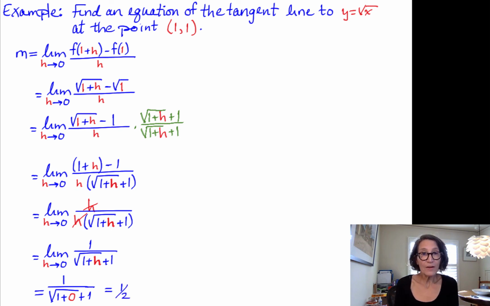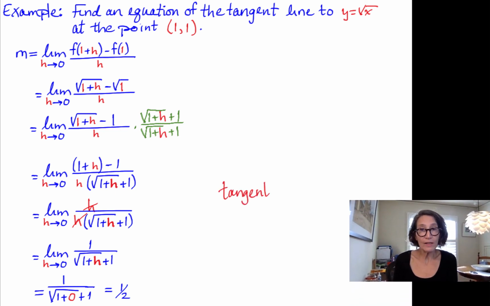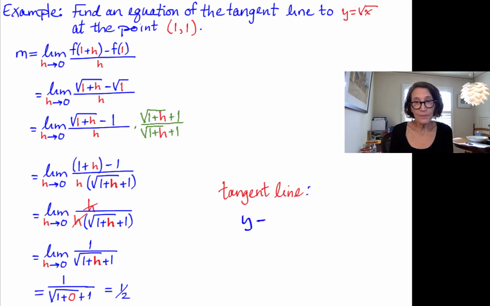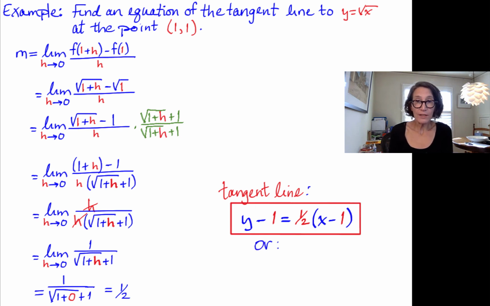So now we've got our slope, 1/2, and we've got the point (1, 1), so we can write down the equation of the tangent line. In point-slope form, it's y minus 1 is equal to the slope times x minus 1. If we want to put it in slope-intercept form, it's y equals 1/2 x plus 1/2.